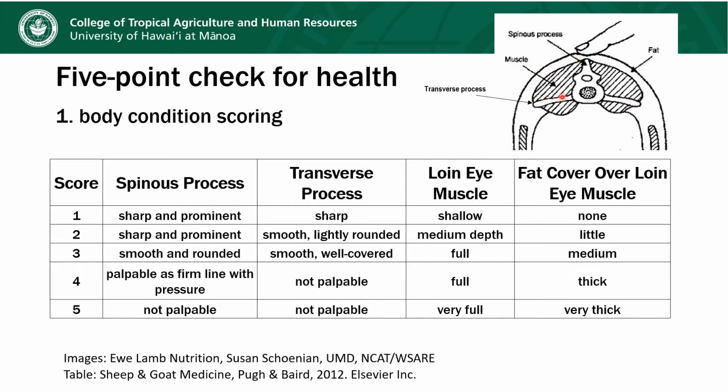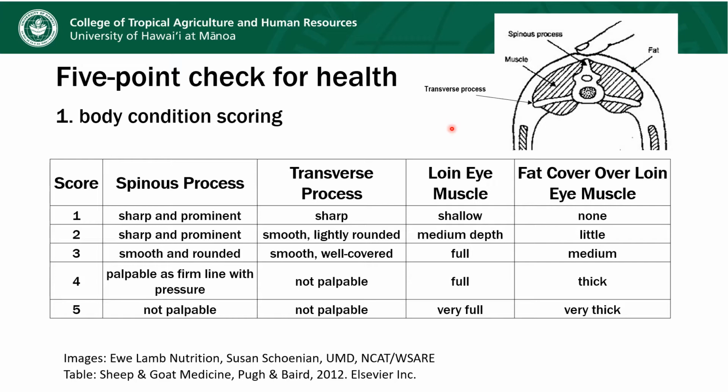You'll also want to palpate the muscle that kind of fills in the gap along the back of the animal. We call that the loin eye muscle, and you'll want to get an idea of how big the actual muscle mass is, and you're also going to try to get an appreciation for the thickness of the fat cover.